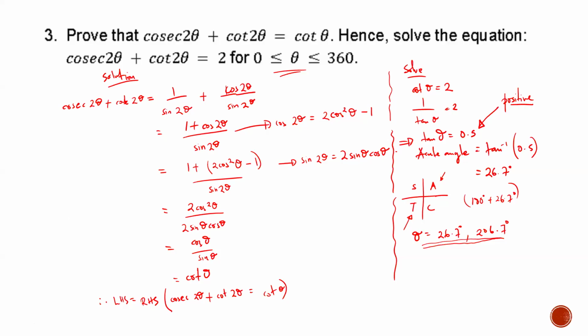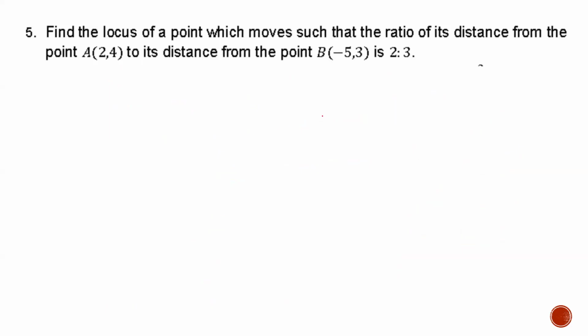Welcome back from the short break. This is question 5, and it's the one that we're going to be doing. The question asks us to find the locus of a point which moves such that the ratio of its distance from the point A to the point B is 2 to 3.